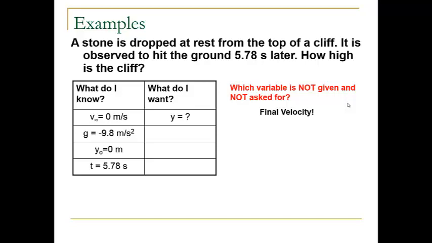So this one says an object is dropped at rest. It's redundant. They don't have to tell you that it's at rest. Dropped means that it's starting at 0 because you're holding it still first. From the top of a cliff, it is observed to hit the ground 5.78 seconds later. How high is the cliff? Pay attention that they're asking how high is the cliff. Since they're asking for a height, you're looking at your distance in the y direction, so you're looking for y. So again, you're going to make your list of your givens.